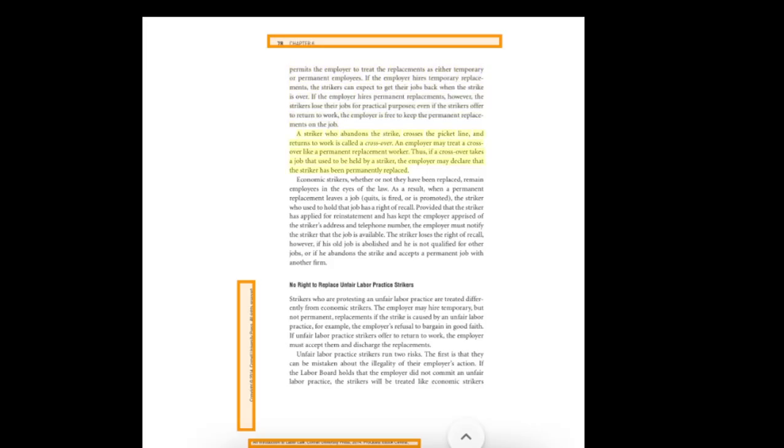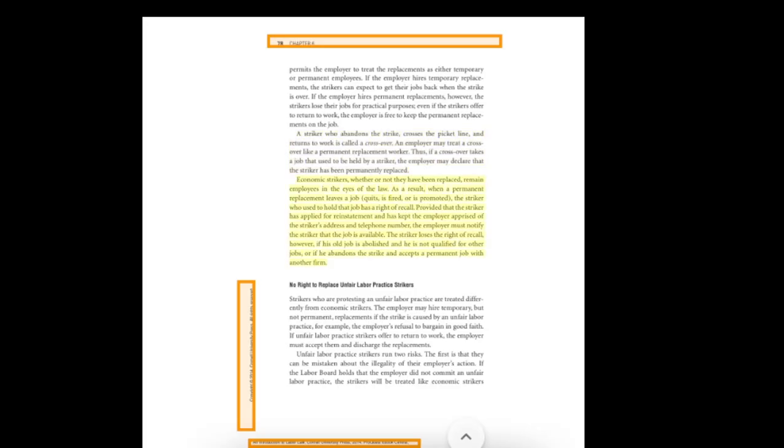A striker who abandons the strike, crosses the picket line, and returns to work is called a crossover. An employer may treat a crossover like a permanent replacement worker. Thus, if a crossover takes a job that used to be held by a striker, the employer may declare that the striker has been permanently replaced.